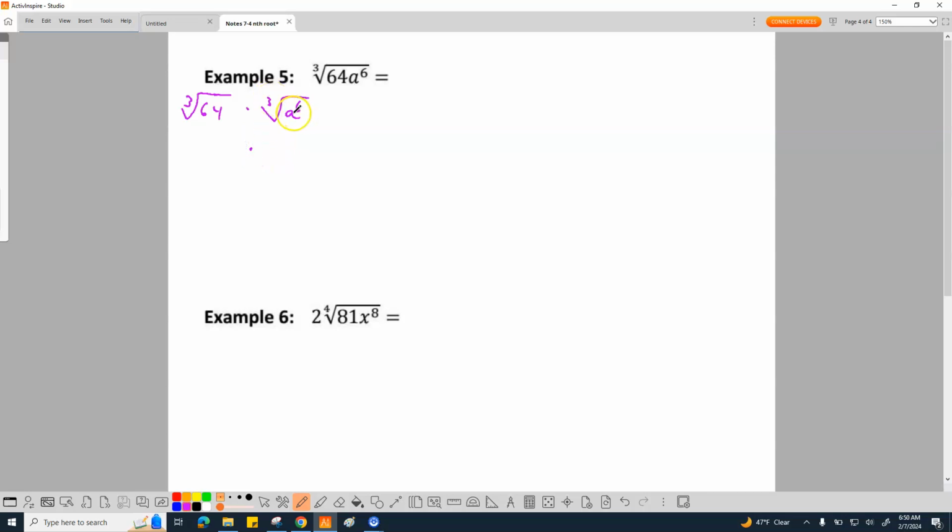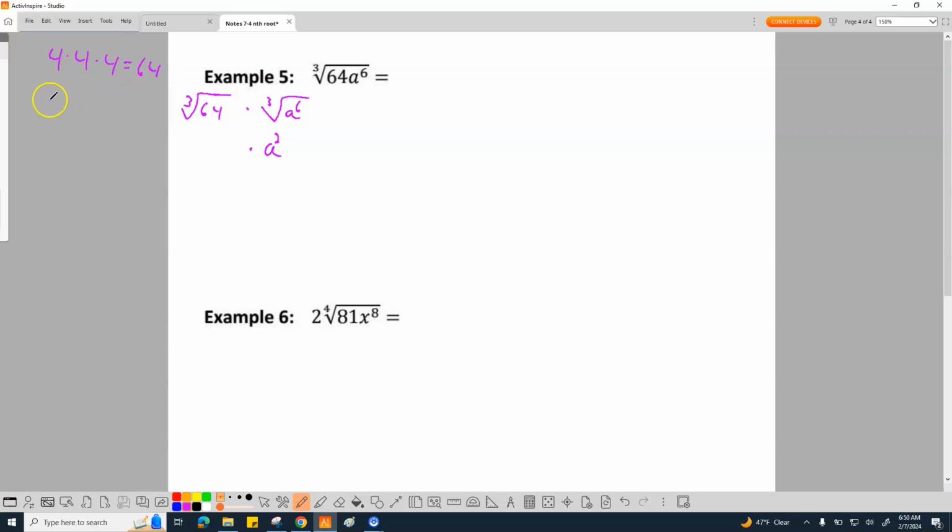The cube root of a to the 6th is a squared because I go 6 divided by 3, and that gives me a squared. So now I have to break this apart, this 64, into a cube root. Is there a perfect cube root for 64? Well, here's the fun part. There is actually a perfect cube root for 64. It's 4 times 4 times 4, and that gives us 64.